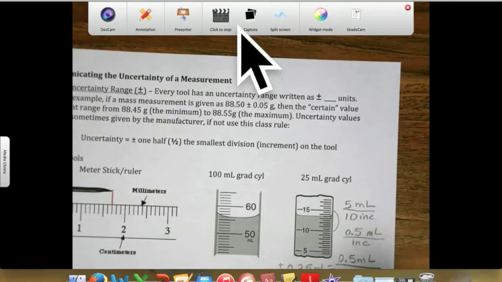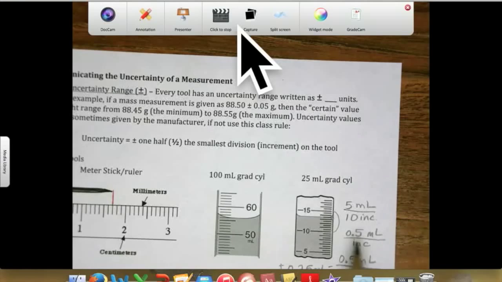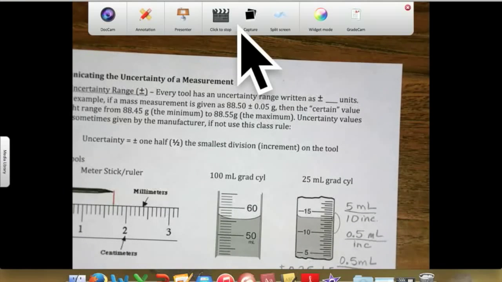milliliters. This 0 is important because our uncertainty goes 25, 50, 75, and 100. So it would be 0. This 0 is significant. It's important because that's how well we can know that number.